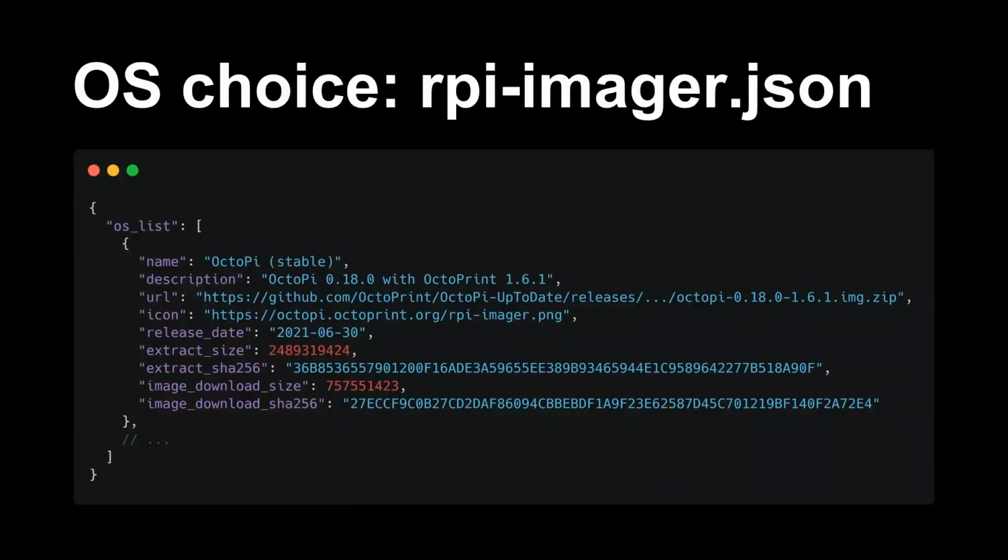So what you can do there basically as the maintainer of an OS distribution is maintain your own RPi imager JSON, and the RPi imager will then pull that in as well to offer up during installation, or rather during OS selection. And in such a JSON file, what do we have there? So we have a name of the distribution, a further description, a URL where to download the zipped image file itself, an icon to display next to it in the release date, and then also the size and SHA-256 hash of both the extracted and the zipped image.